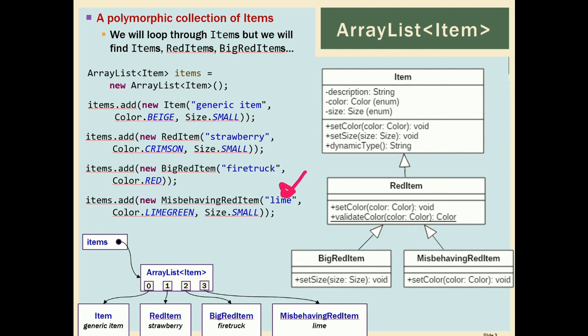So when I do all this, when I do these adds, I have my items, which is my variable, that points to a location in memory. That location in memory is where the array list is managed. And because it's an array list, it has these sequential pointers to the individual elements. So the 0th element is an item. The first element is a red item, our strawberry. The second is our big red fire truck. And the third is our lime. So this is how we will build this polymorphic collection. And we'll see how this works with variables and methods in just a moment.